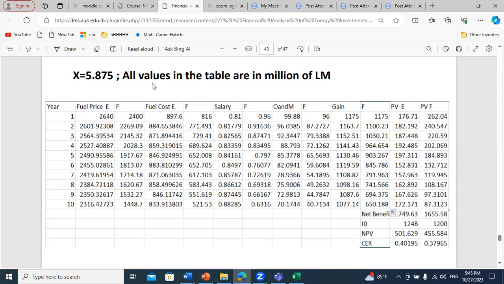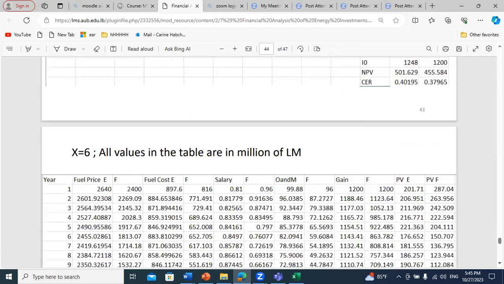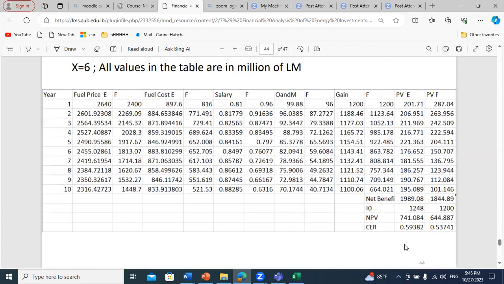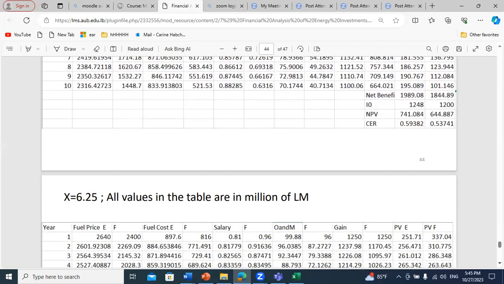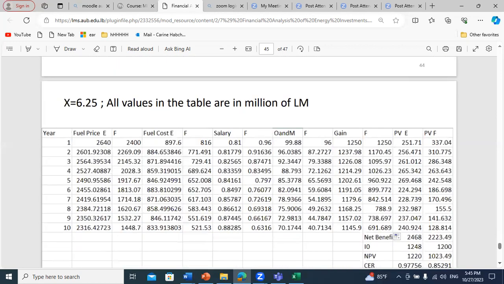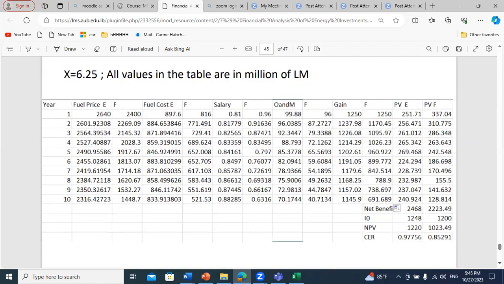In case you want to have 0.3, you need to do more trials to know what is the exact value of X for which the CER will become 0.3. Okay, but from here, this X is acceptable. And of course, the larger your X, the larger will be your net present value, and the larger your CER. But you should make sure that you can still remain competitive in the market to be able to sell your product.